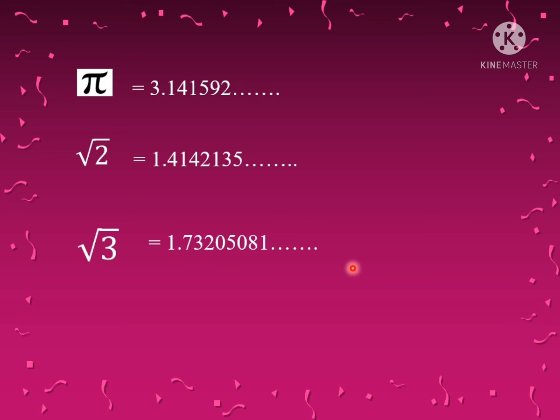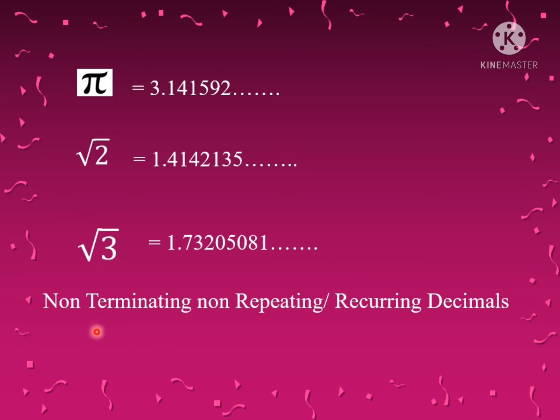So what type of numbers are these called? These types of numbers are called non-terminating, non-repeating or non-recurring decimals. Non-terminating means after the decimal the digits do not end, and non-repeating means the digits are not repeating again and again. These types of numbers are irrational numbers. So I hope you understood what are rational numbers and what are irrational numbers.